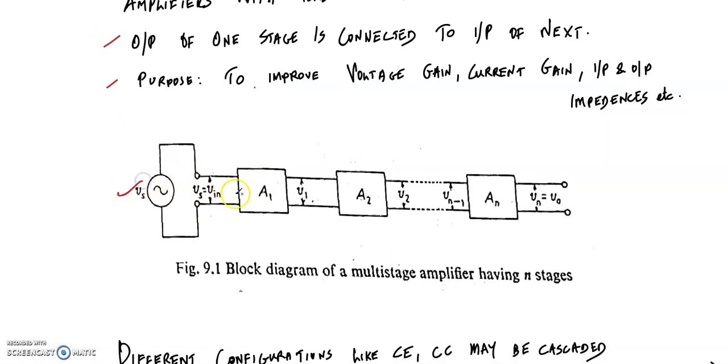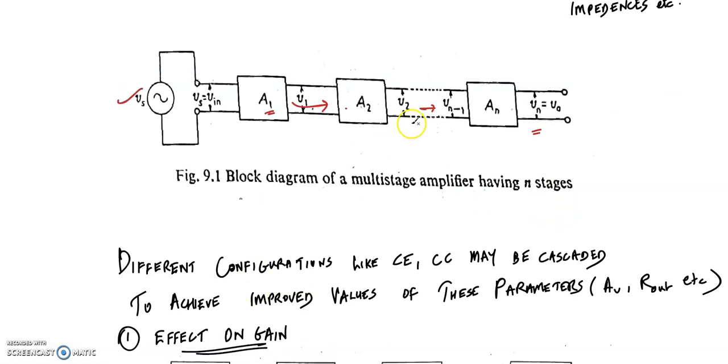A typical block diagram is shown here. This is the input voltage that is applied at the input of the first stage. Let us call the first stage having a voltage gain of A1. The output of that stage is connected to the input of the next stage. That is, V1 goes to the input of A2. V2 is the output of the second stage that goes to the input of the next stage, and so on. So you have n number of stages.